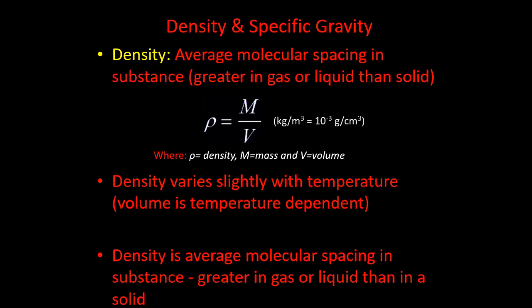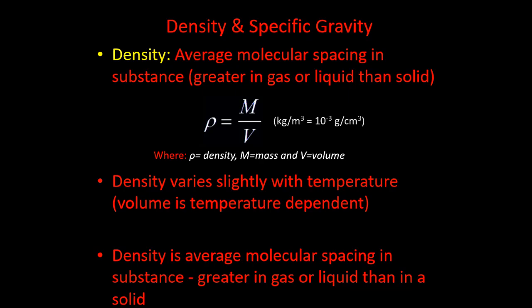Density can be referred to as the average molecular spacing in your substance. If you take something like a liquid, the particles are spaced out more widely than they are in a solid. And in a gas, the particles are once again even more loosely bound and even further apart. So a gas has less density than a liquid, which has less density than a solid.